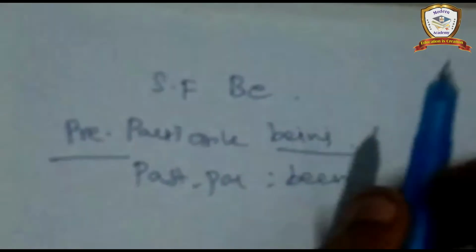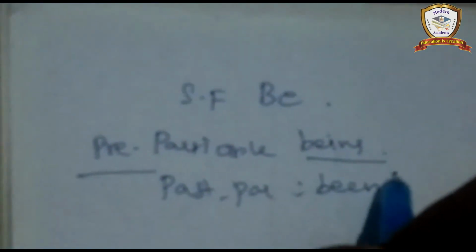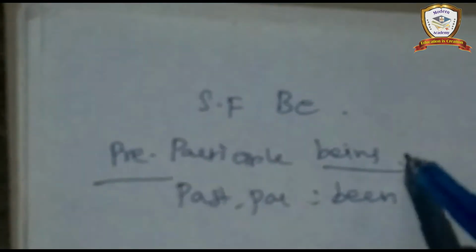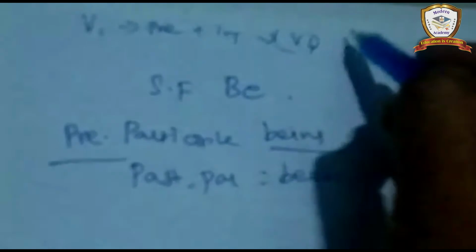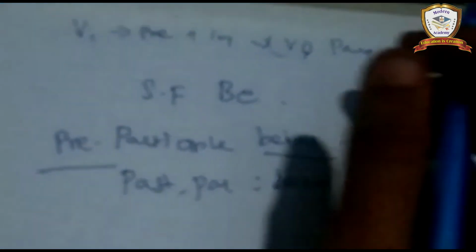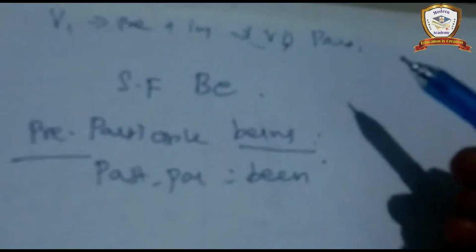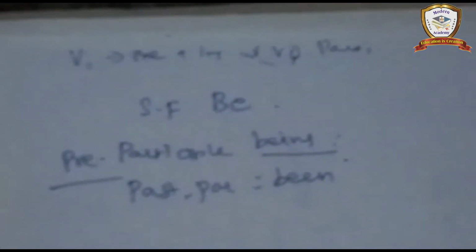Write means in the present participle writing. Sleep means in the present participle sleeping. Swim, swimming. So V1 is called the present, isn't it? If you add ing, that is called V4, the participle. Present participle and V4, we can say they are the same. So the simple form of be is be only, the present participle means we should add ing, and the past participle we write as been.